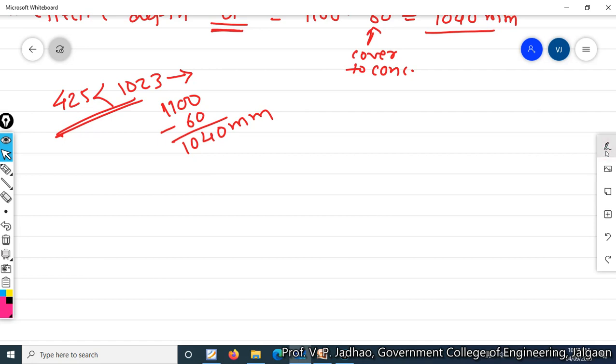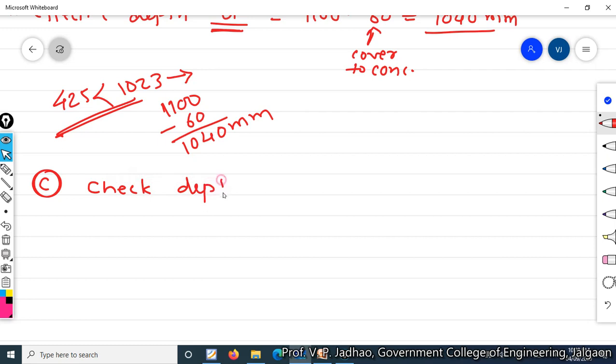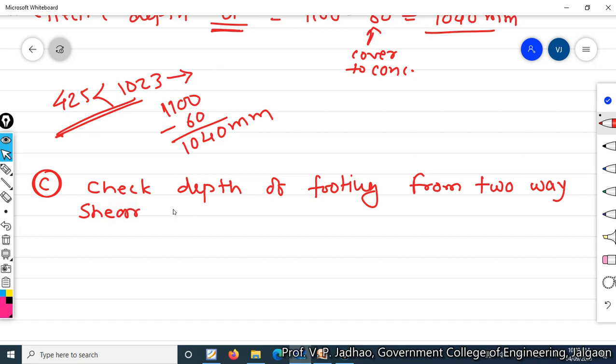Now let us consider case number C for depth only. In case number C, we have to check the depth of footing from two-way shear consideration.